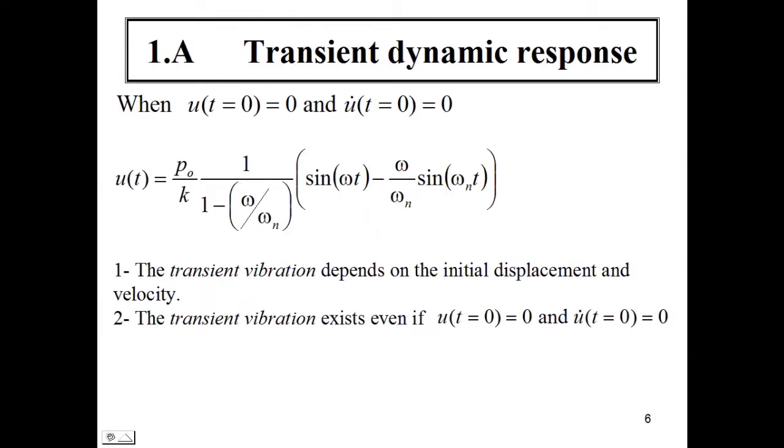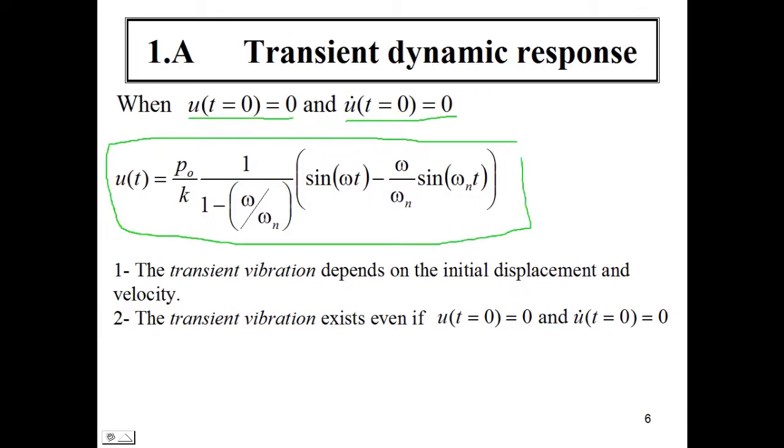When the initial conditions are zeros, in other words, when the displacement at time 0 equals 0 and the velocity at time 0 equals 0, the transient dynamic response can be expressed as follows. It can be concluded that: 1. The transient vibration depends on the initial displacement and velocity. 2. The transient vibration exists even if the initial conditions are zeros.